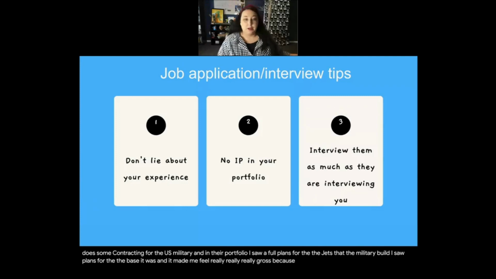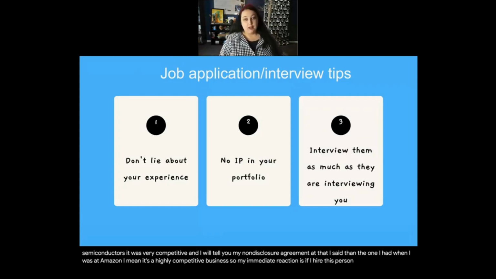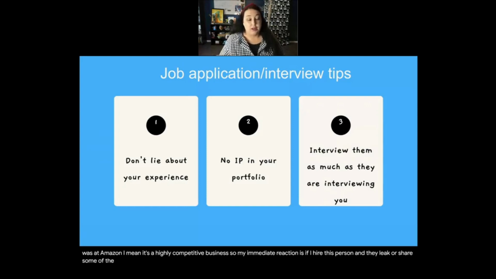because the industry I was in prior was semiconductors. It was very competitive. And I will tell you, my non disclosure agreement at that company was way more wicked than the one I signed when I was at Amazon. I mean, it's a highly competitive business. So my immediate reaction is if I hire this person and they leak or share some of the content that we make about how we make the product that we make and how we kind of do all this stuff, it would be my head on a platter, and I don't want to take that risk.